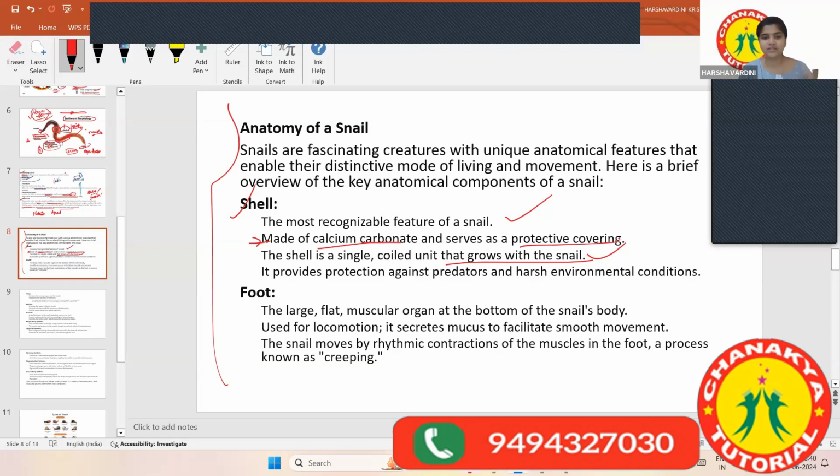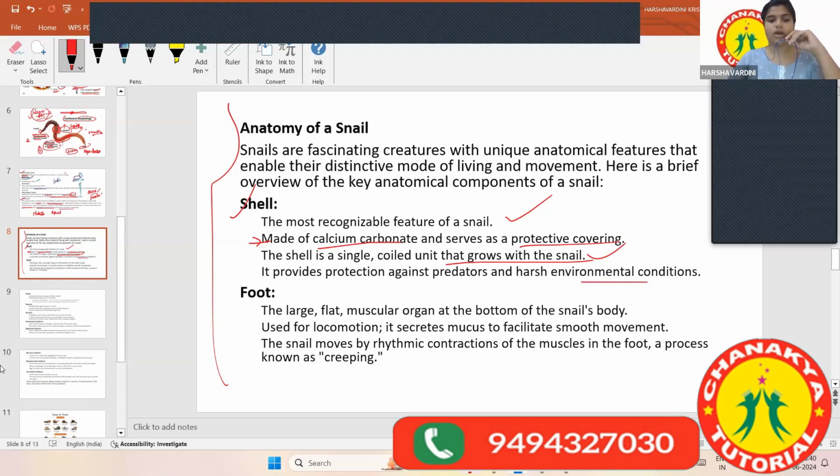So the shell is a stone-like structure, no? It's very, very hard, but it is growing with the snail. So that's really a fascinating thing to be noted, right? It provides protection against predators and harsh environmental conditions. Of course, that is the importance of the shell.